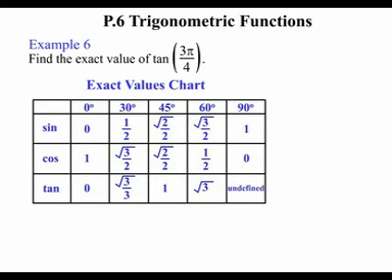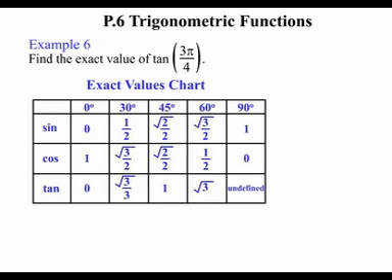This is the exact values chart that I use. Here we have the sine, cos, and tan of 0, 30, 45, 60, and 90 degrees. And that's the same thing as 0, pi over 6, pi over 4, pi over 3, and pi over 2 radians.